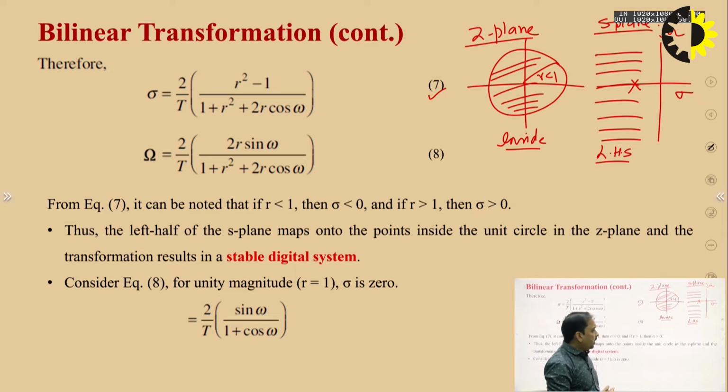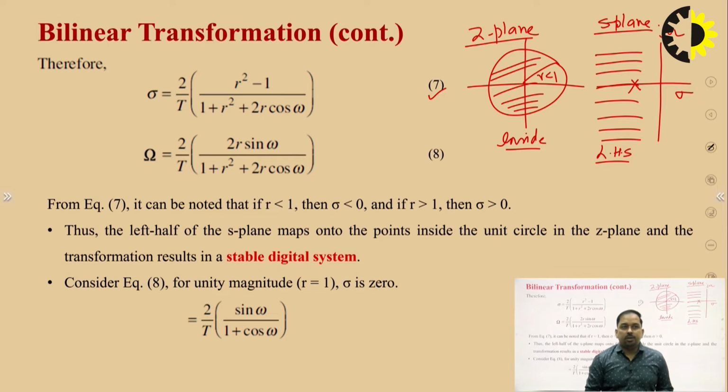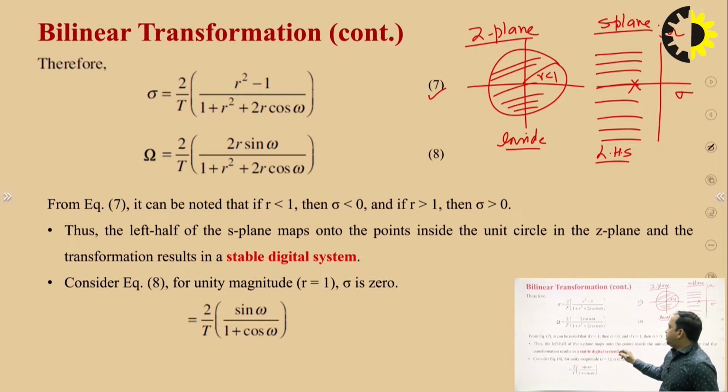So on the basis of the real part, we can say that the left-hand side of the S plane maps the points inside the unit circle in the Z plane, and hence the transformation results in a stable digital filter. That is a very important point.